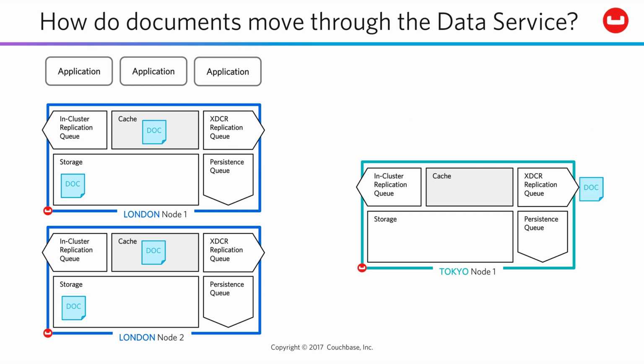And the document also enters the XDCR, or cross-data center replication queue, to be filtered and passed, memory-to-memory, to a node of the remote cluster, where it is also cached and passed along for storage.